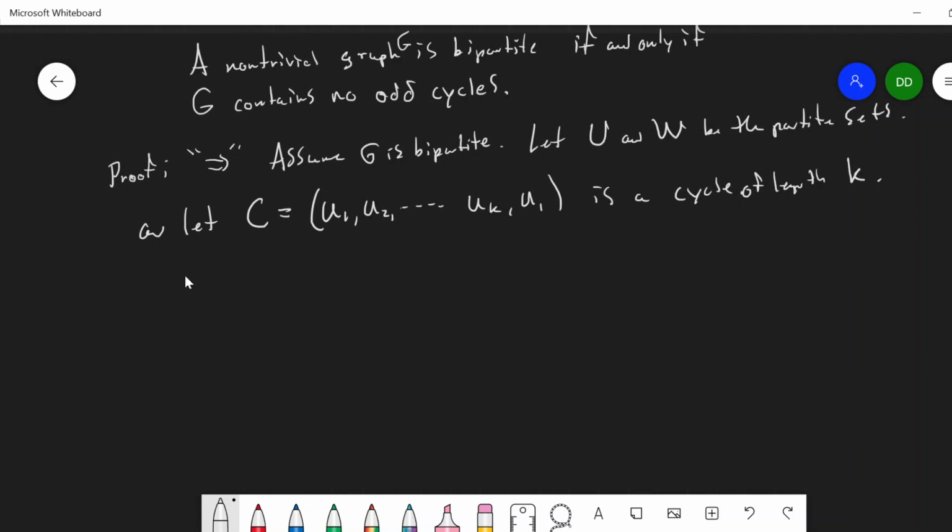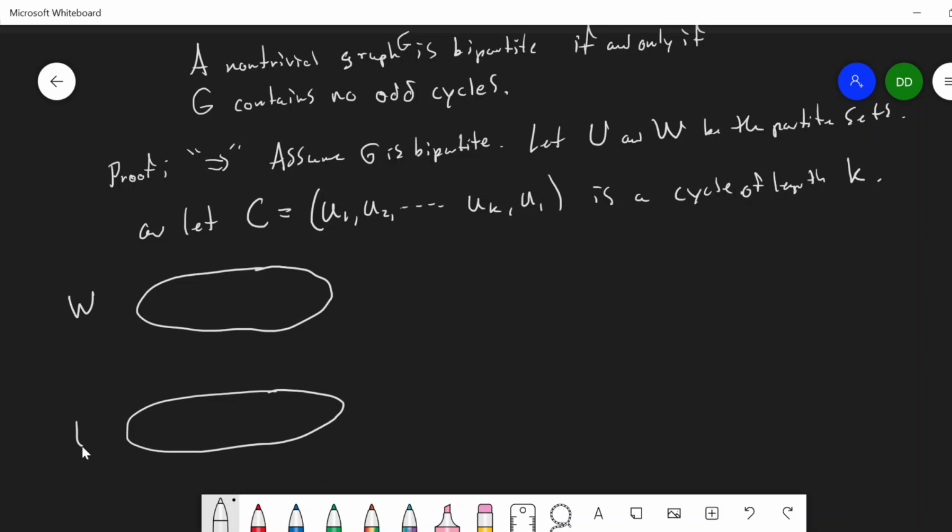All right, so let's actually write these out. Let's give ourselves the two partite sets. Here's W, here's U. So without loss of generality, assume U1 is an element of U. It doesn't matter if U1 was in W, I would just change the names of these and everything would still work out fine. So there's no loss of generality in assuming that U1 is in U.